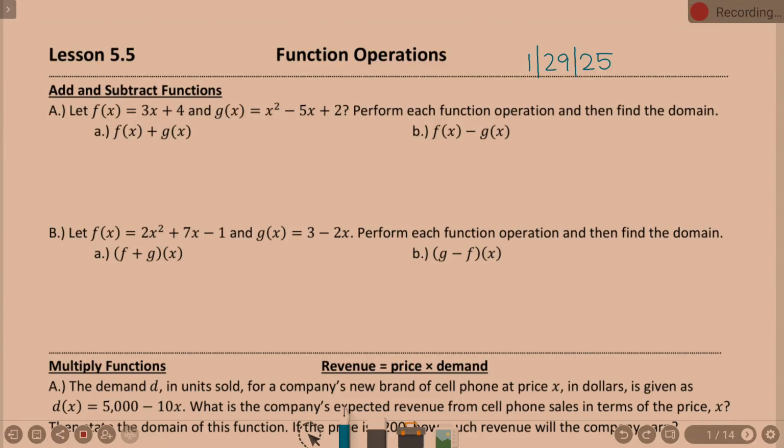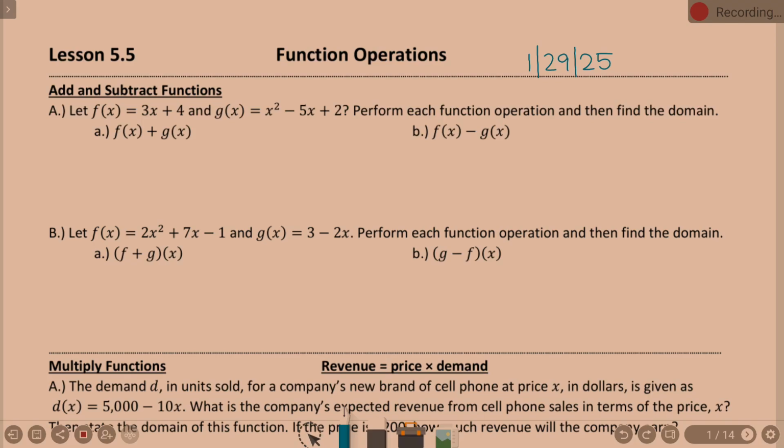6.5 is function operations. Okay, we're going to be talking about functions, things listed as f of x, g of x, h of x, what you're seeing on the screen here. And between today and tomorrow we're going to go through a whole bunch of different operations.